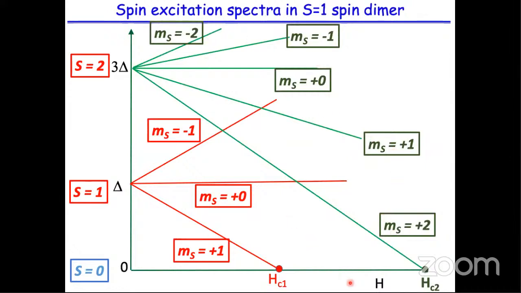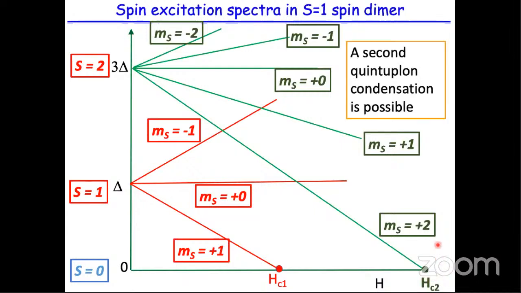And what you observe here also is that there are two critical fields. In a smaller field, at Hc1, there is a degeneration between the Ms equal to plus 1 state and the Ms equal to 0 state. And then at a larger field, you have another degeneration of the Ms equal to plus 2 state with the S equal to 0.